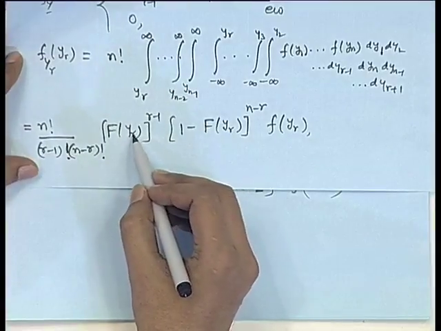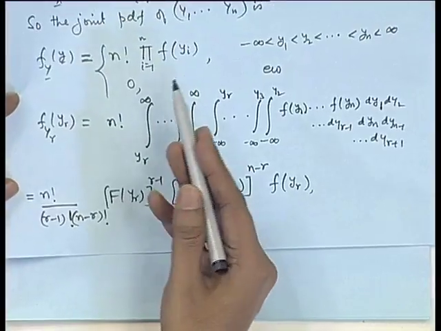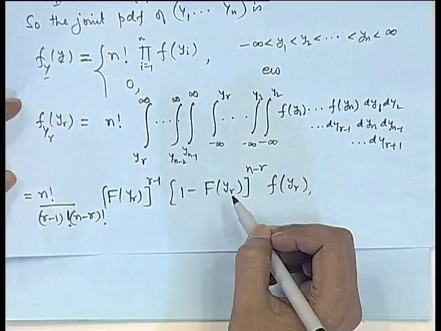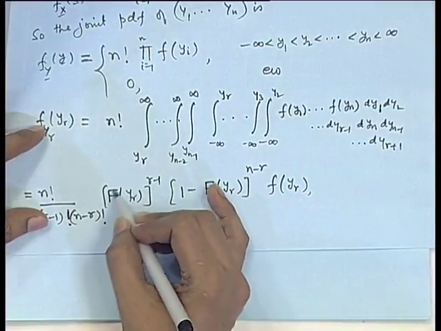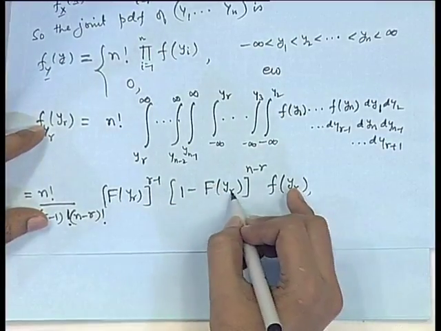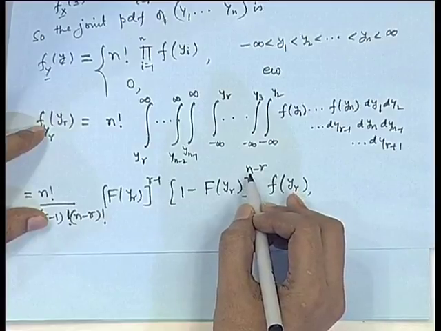In the particular case, suppose the random variables are uniformly distributed on the interval 0 1, then this will become y r to the power r minus 1, this will become 1 minus y r to the power n minus r, which is nothing but a beta distribution. So, that is one of the origins, or you can say applications, of beta distribution.